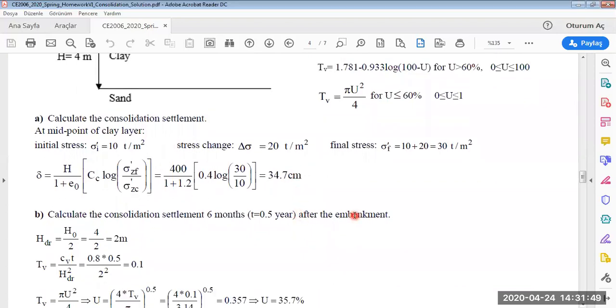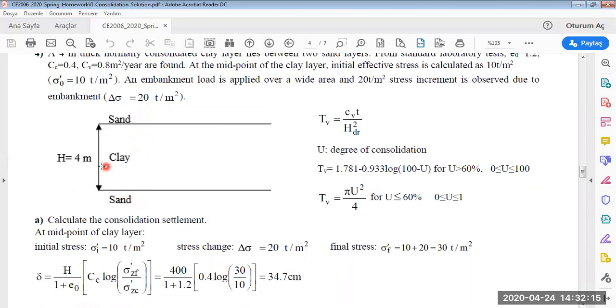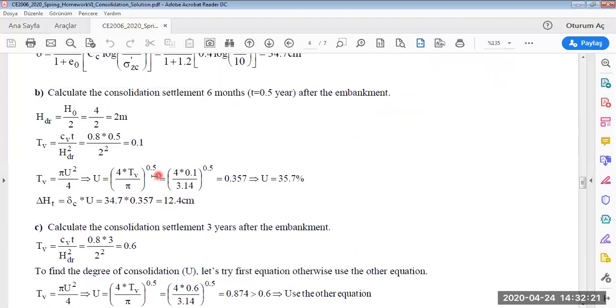In the second part, we are going to calculate the consolidation settlements after 6 months of the embankment. It means 0.5 year. And here, we start with the calculation of the drainage path. As you see here, double drainage. So we will use half of this layer as the drainage path. Here is the drainage path. And the required time factor is here. We can calculate by using this formula.